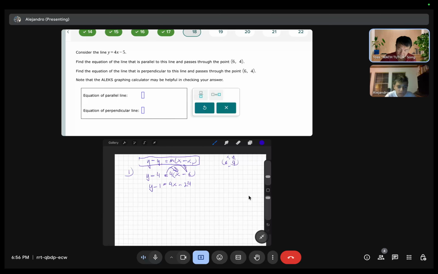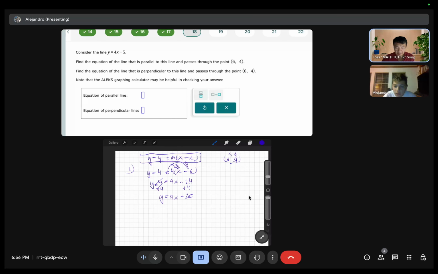And then 4 minus 4, add 4 to both sides. Tell me if you're okay with it. So it'll be negative 20. So this should be the first one. Double check my math. Negative 24, add 4 to both sides. Yeah, that looks good. So that's your first parallel line, the first equation.